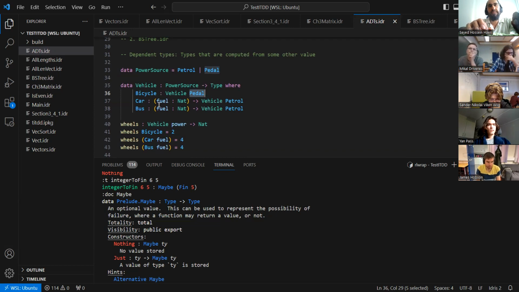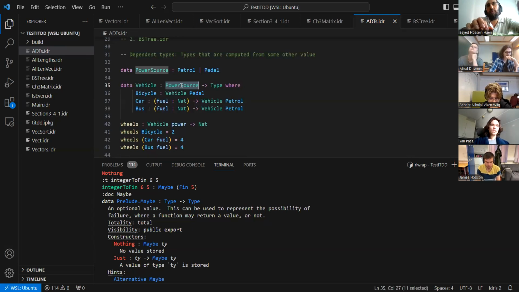Now, one thing you see immediately is that the type is dependent on this thing. In fact, we call that the index of the type. Instances of the type Vehicle can be indexed based on whether their source of power is pedal or petrol. There is a classification going on, and that's that.